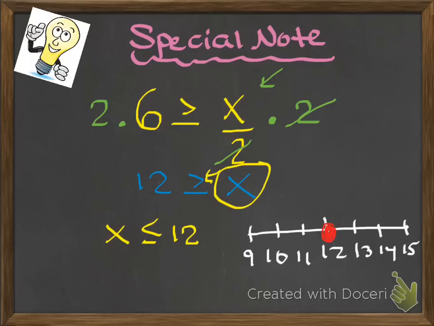Then we're going to say, okay, is 11 less than 12 or is 13 less than 12? Well, obviously 11 is less than 12, so that means that all of the numbers that make the solution correct, or all the solutions for this inequality, are to the left.